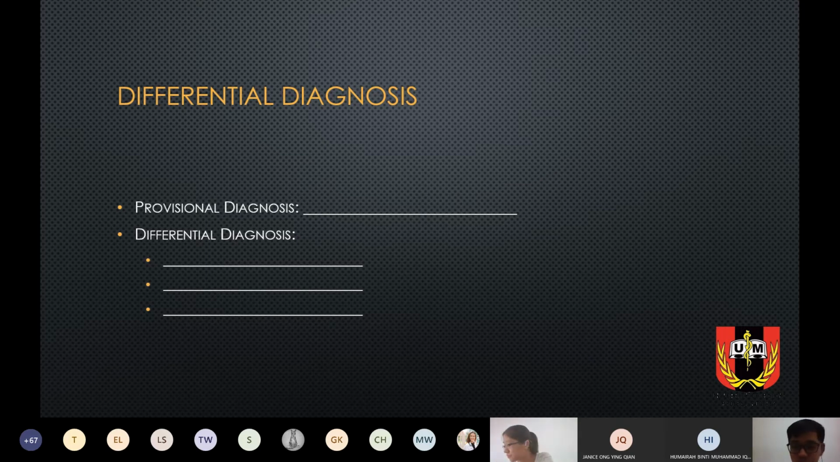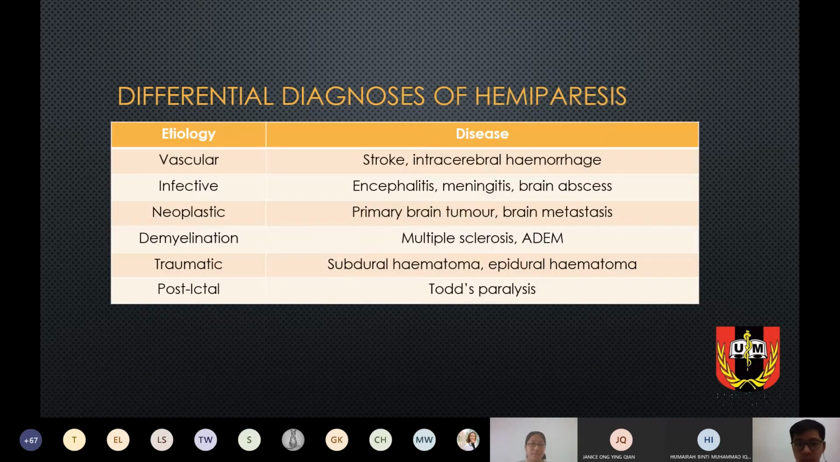Any more differential diagnosis that we can put? Maybe the audience can. Anyone wants to add anything to the slide? Anyone to give some differential diagnosis for this case? Because I think we can rule out the infective causes already.